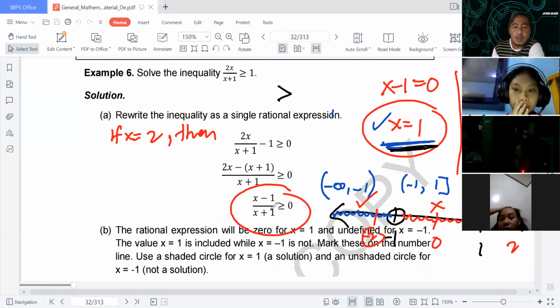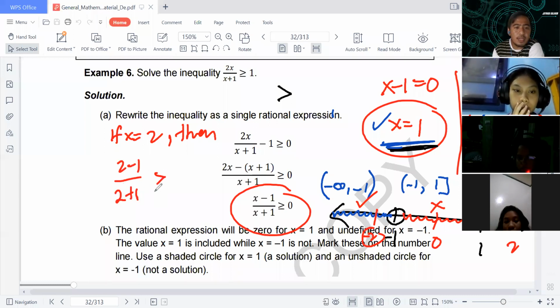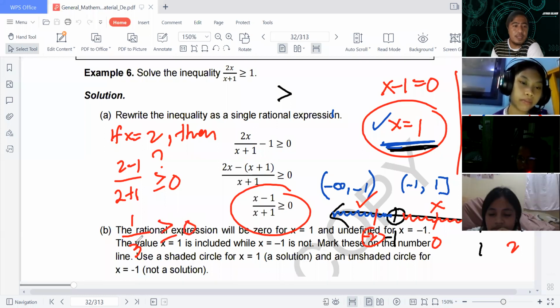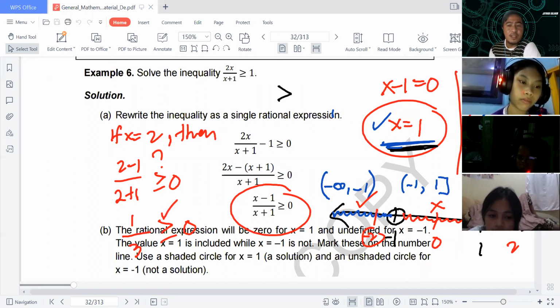Now, what will happen to this inequality? It will be 2 minus 1 over 2 plus 1, is it greater than or equal to 0? What's the answer in the numerator? Positive 1, right? In the denominator, positive 3. They are both positive, right? And positive divided by positive is a positive number. So that is correct. Right? So this is check. Clear?